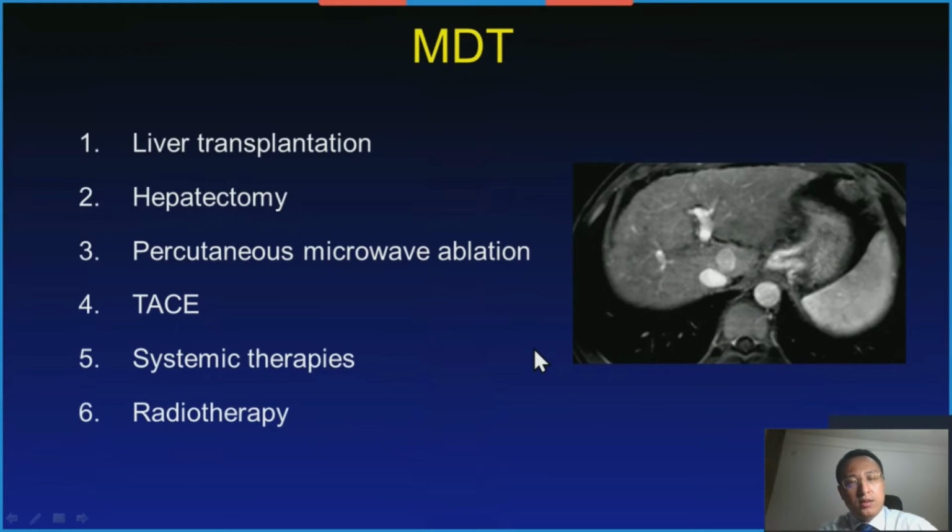MDT, the surgeon first advised the patient to take the liver transplantation, but the patient has no insurance and is very poor, so he can't afford the liver transplantation. The surgeon second advised the patient take the hepatectomy. And our opinion, the microwave ablation is an alternative choice. The patient evaluated the operative load and cost, finally chose the microwave ablation. Systemic therapy and radiotherapy were not recommended.